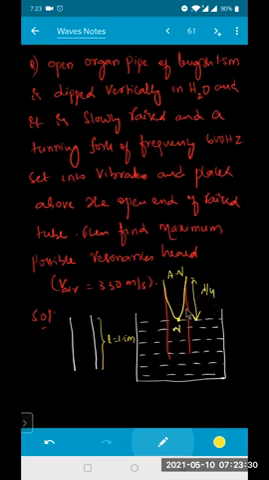Now I'm slowly raising this tube in the upward direction. When you pull this one upward, what is happening to the number of loops formed in it, beta? That will be increasing, isn't it? So it is slowly raised and a tuning fork of frequency 600 is set into vibration and placed above the open organ pipe. Somewhere here we are keeping a tuning fork. Find the maximum possible resonances heard. That means, how many resonances will occur here.